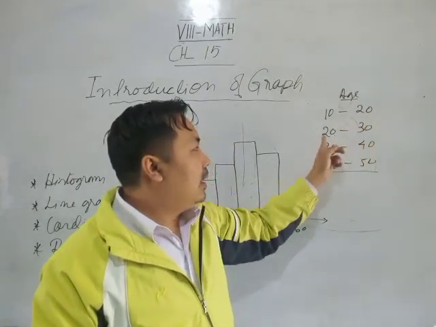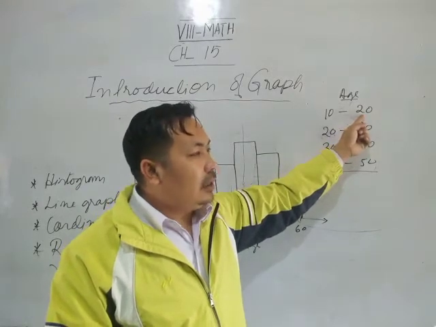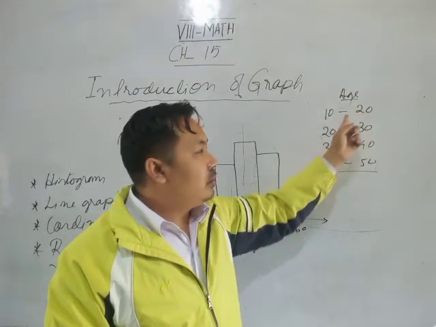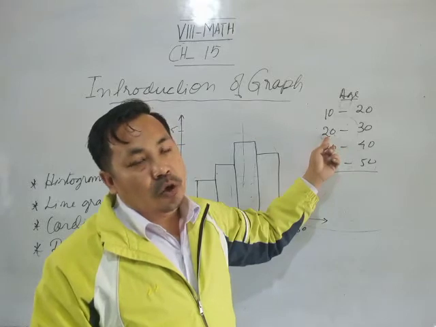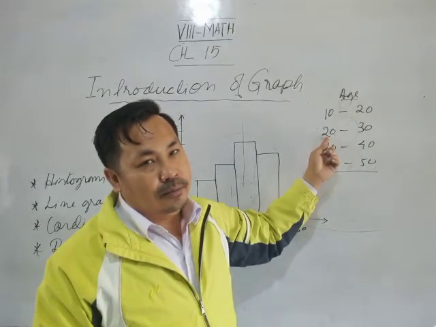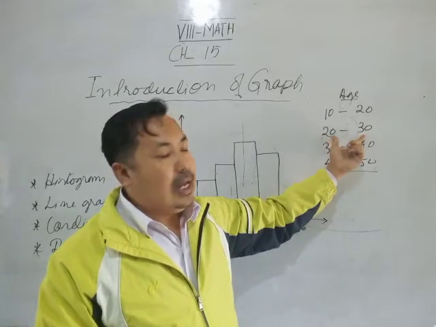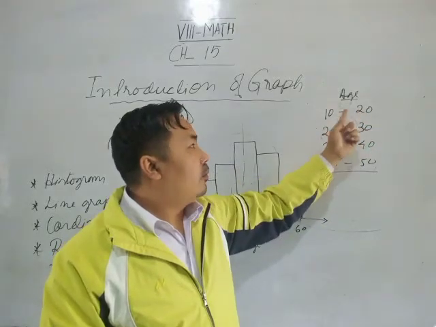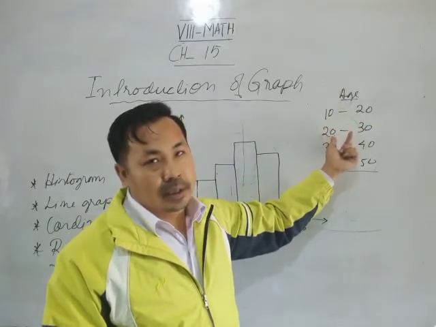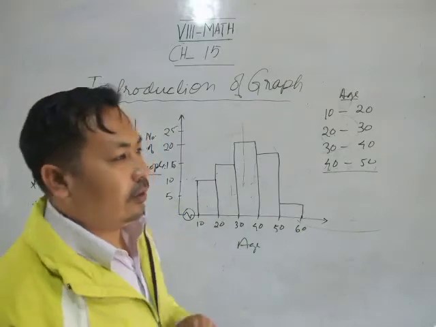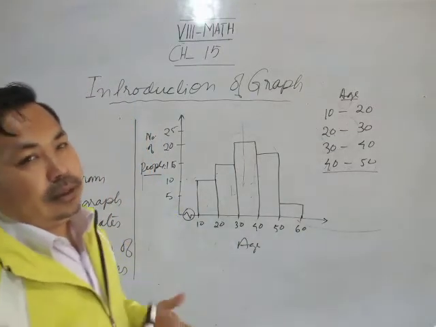In the next interval you see here, the upper limit of the previous class becomes the lower limit of the next interval, isn't it? And this 20 will not be counted here. 20 will be counted in the next one. Then you have to understand. Okay. Then we have discussed already in the time handling, isn't it?